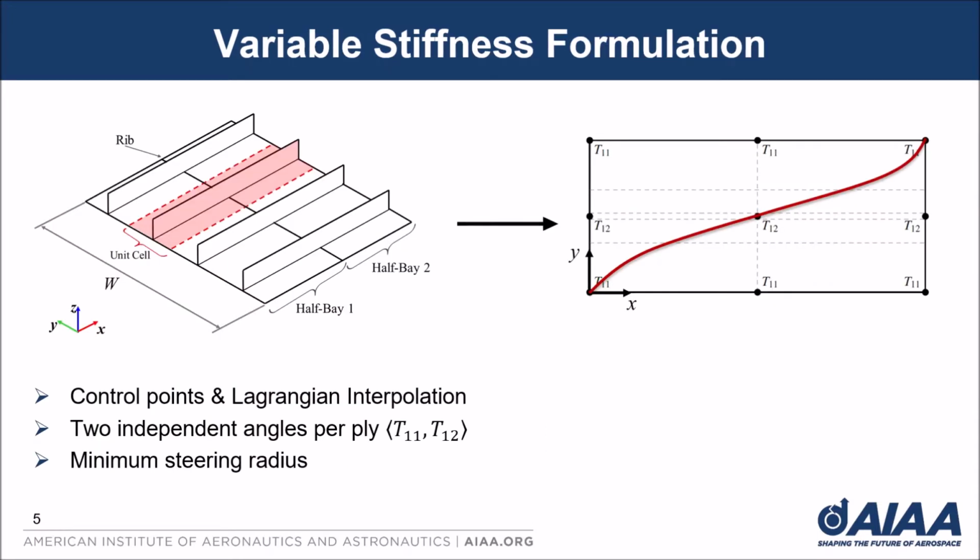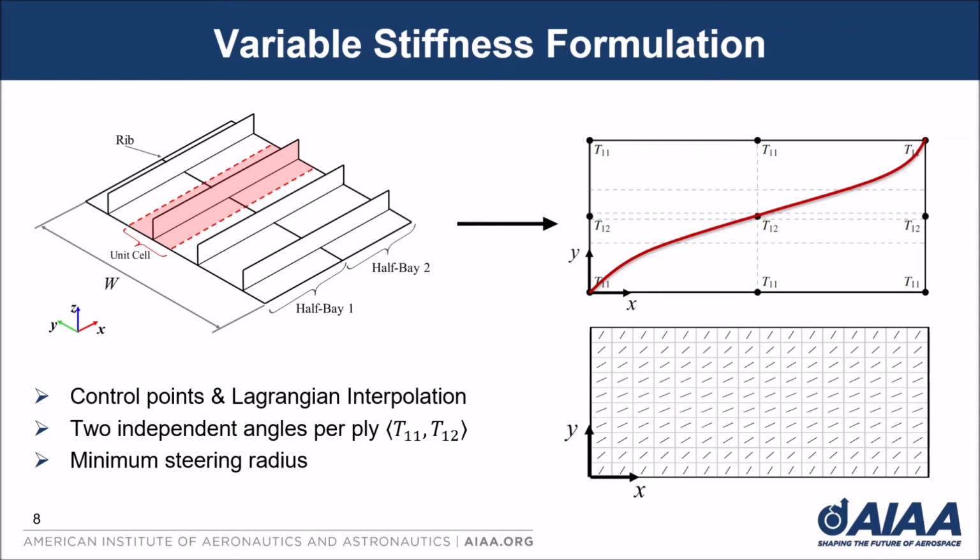To define a curvilinear path that varies along the y-axis, we must specify the reference angles at the control points. Let us consider that control points are located at the edges of the unit cell, so the angles at the edges of the unit cell are represented here by T11, and they are located also in the middle section of the unit cell. The angle is represented by T12. This formulation guarantees fiber continuity from one unit section to the other.